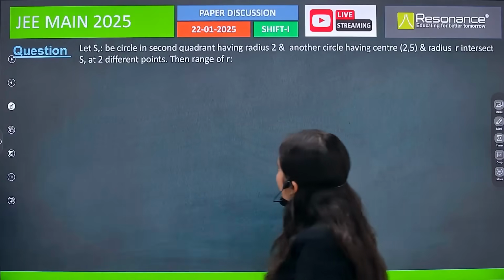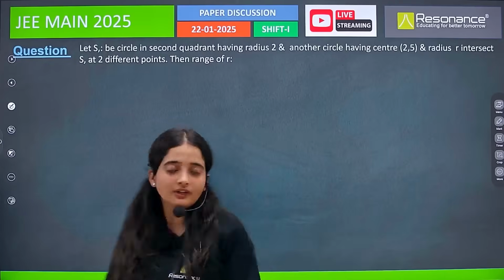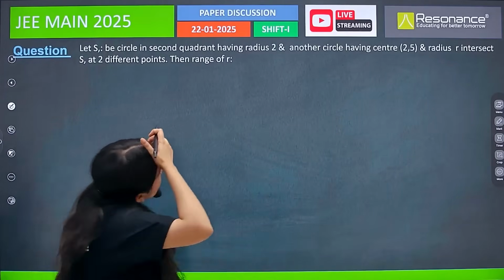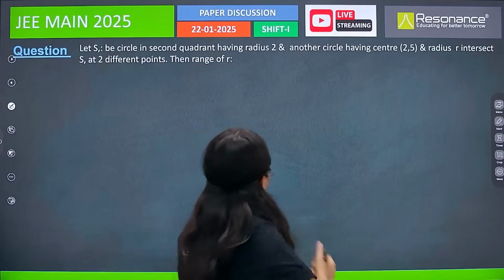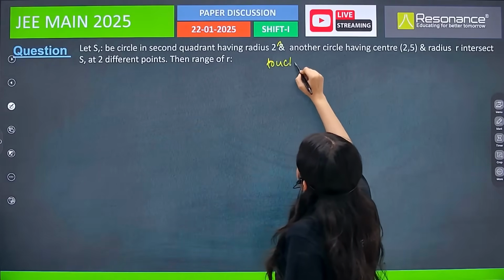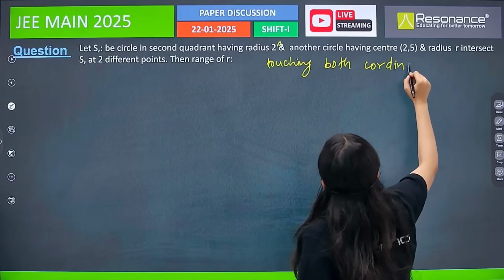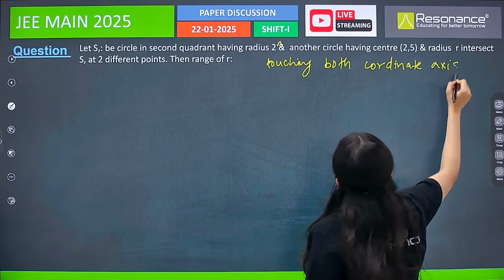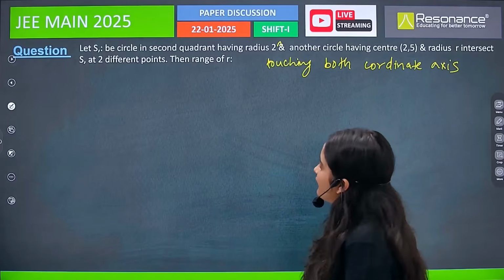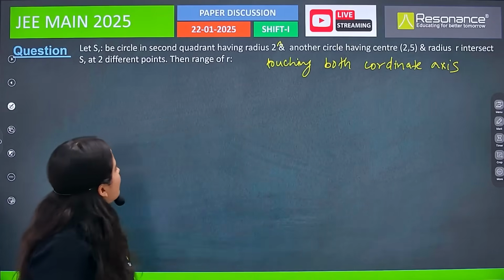So in the next slide you are given, let S1 be a circle in second quadrant having radius 2. In this question I think something is missing. It is okay, it is touching both coordinate axes. And another circle having center 2, 5 and radius r intersects S at two different points. Then they are asking us about the range of R.